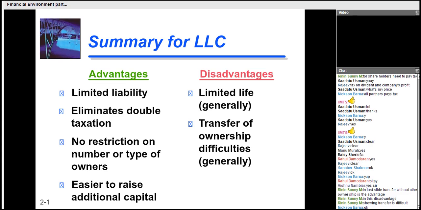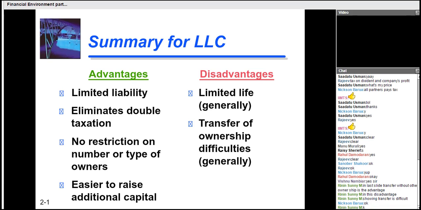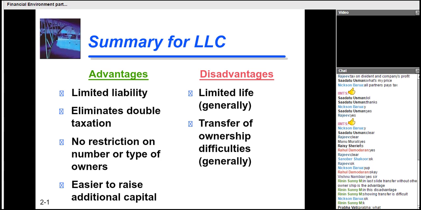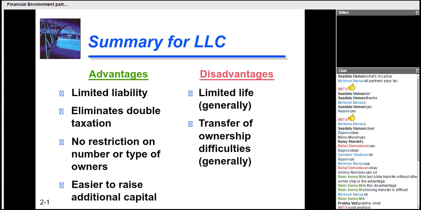Now, tell me, what does SWOT analysis stand for? I'm going to write it down here. SWOT analysis. What does it stand for? Strengths, weaknesses, opportunities, and threats.